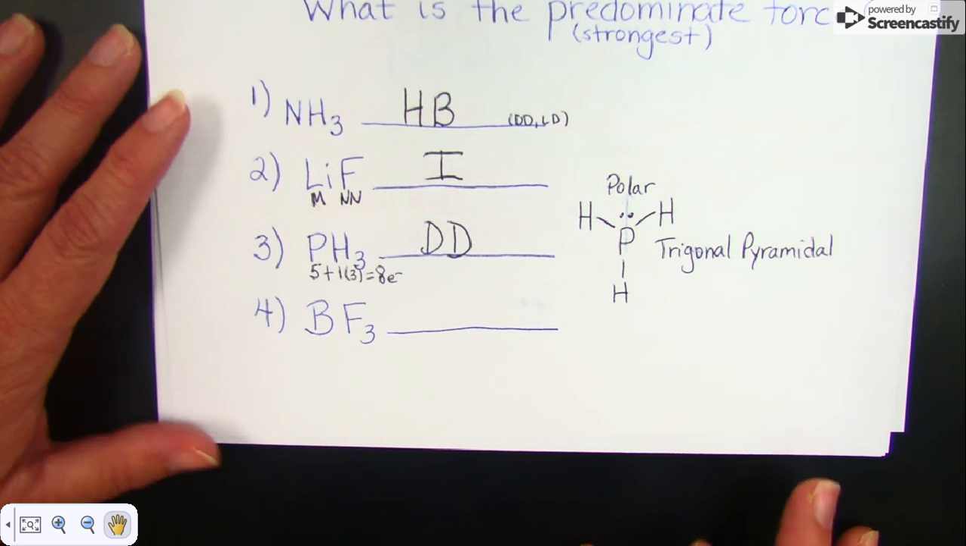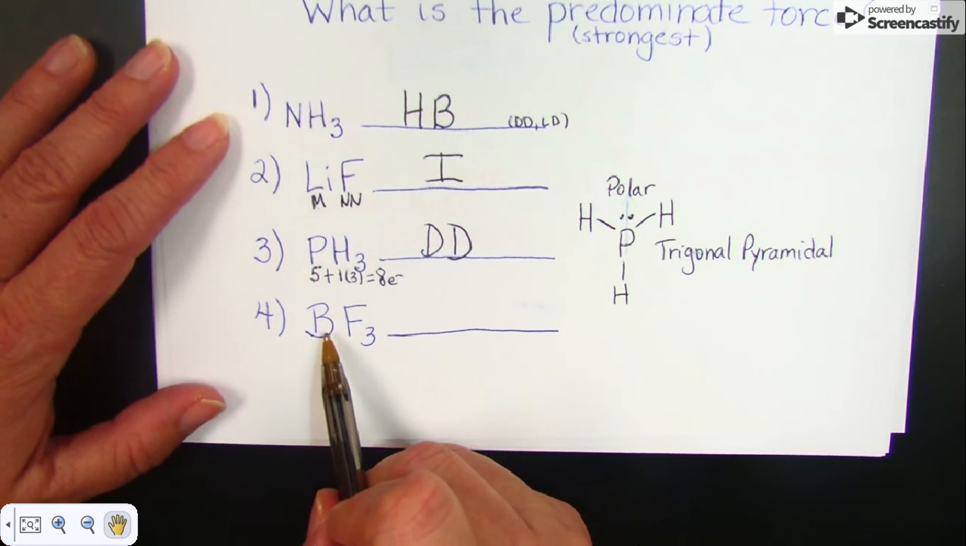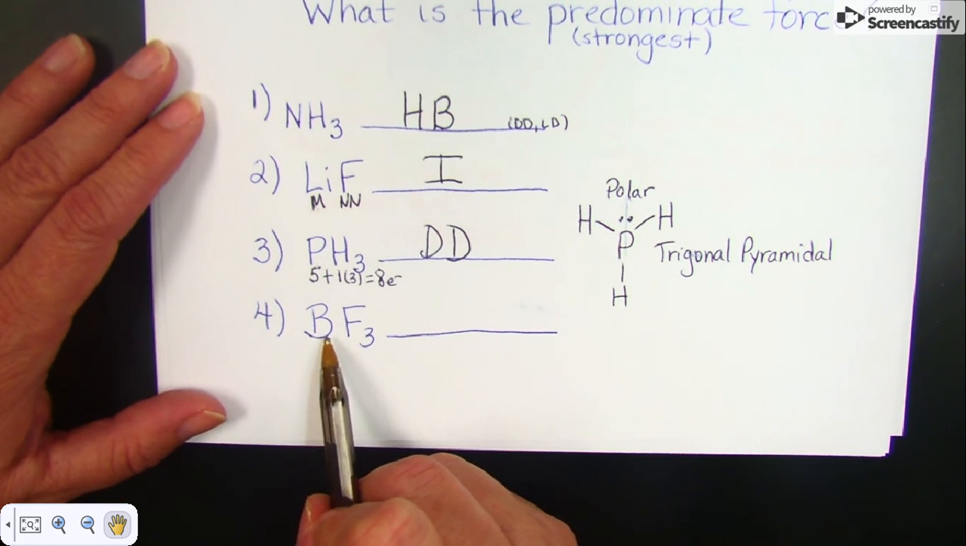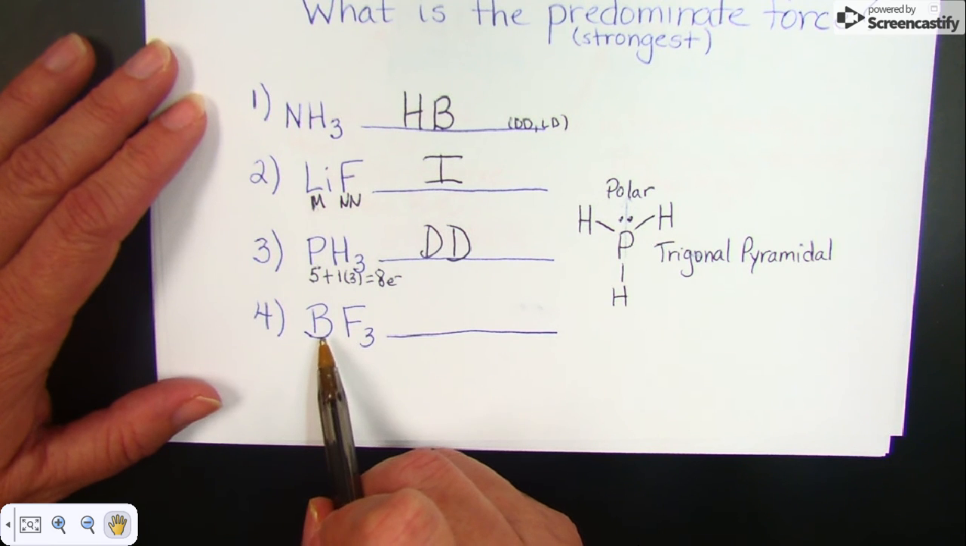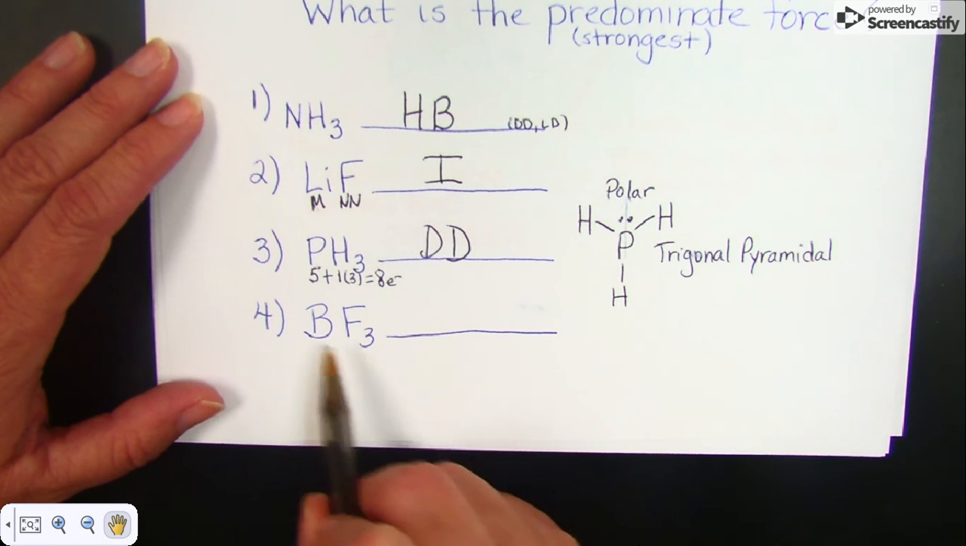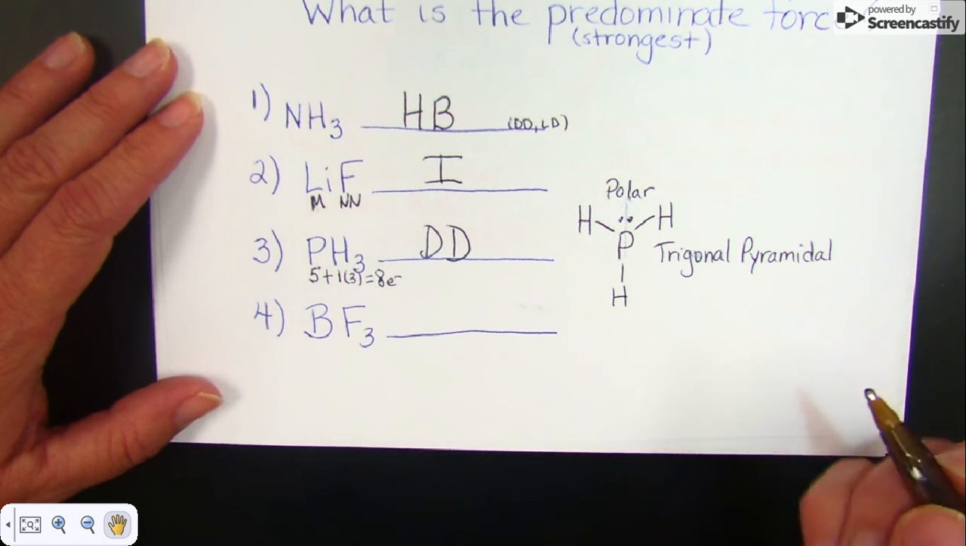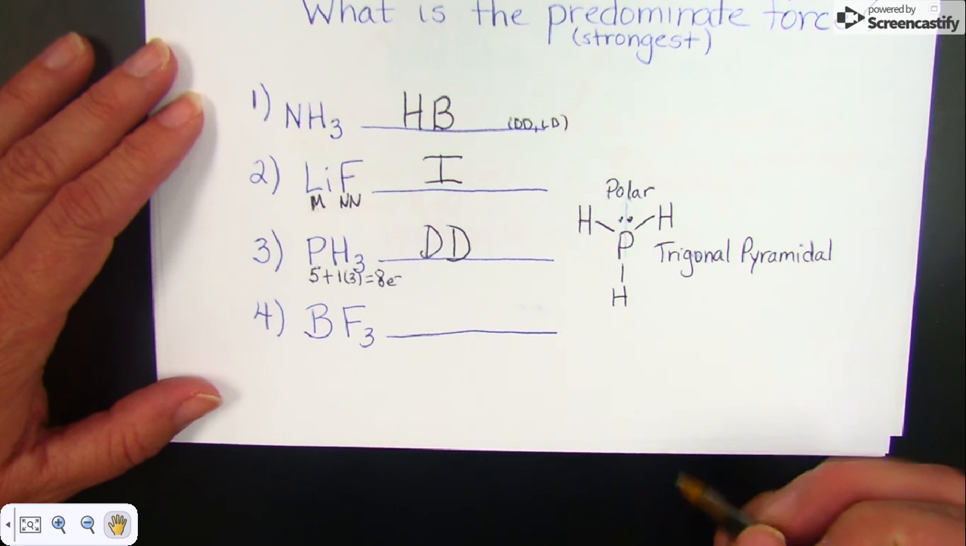So we're going to look at number 4. Number 4, again, ionic first. Is that a metal? No, boron is not. Boron is a metalloid, kind of close, but not. Boron is not a metal. Is there a hydrogen involved? No, so it's not hydrogen bonding.